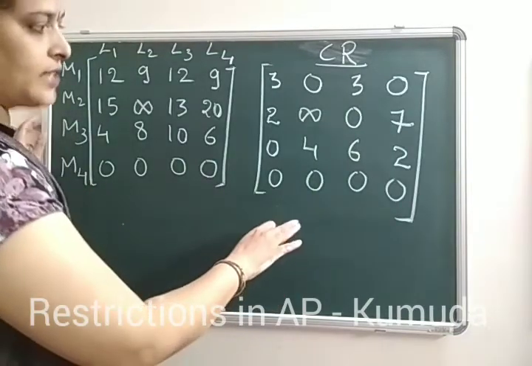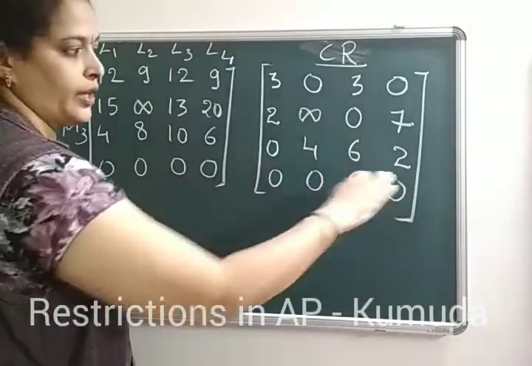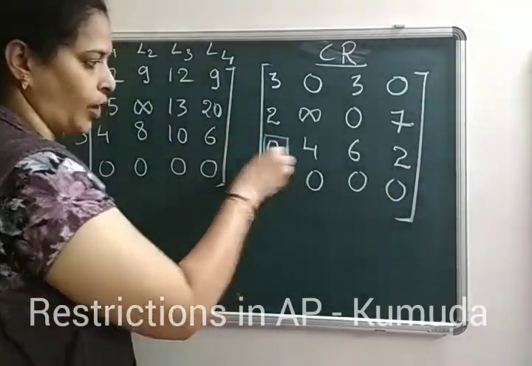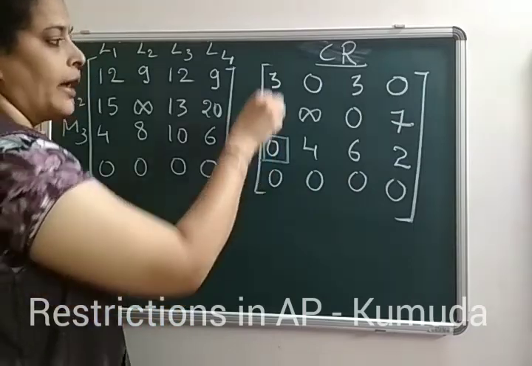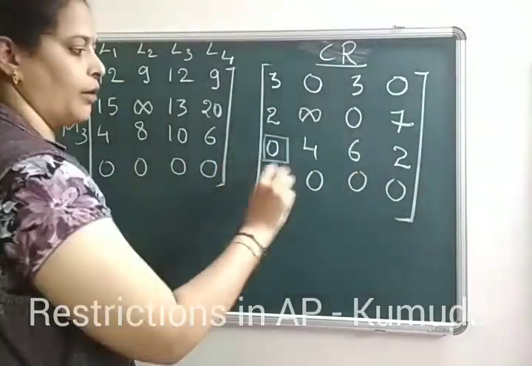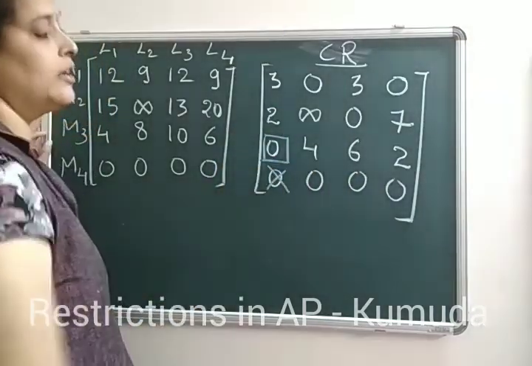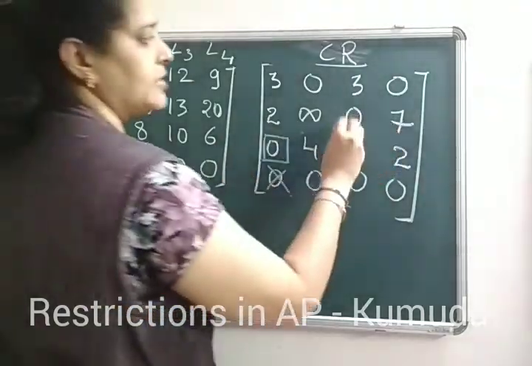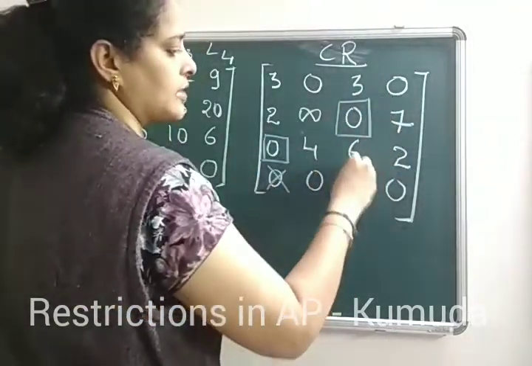So the rule says that for an assignment, search for a row which has only 1 0. We can see here that we have only 1 0. As soon as we block this as an assignment value, any other 0 in the column or row has to be cancelled. So this gets cancelled. Now we have the second row. Infinity is not to be considered. So we have one single 0. So if I block this, this gets cancelled.